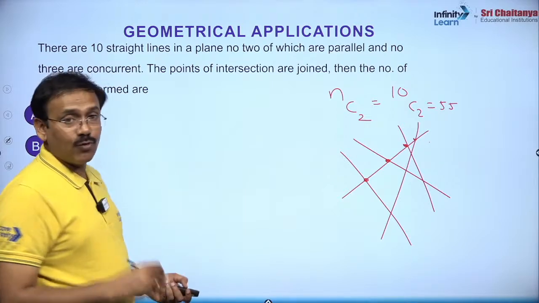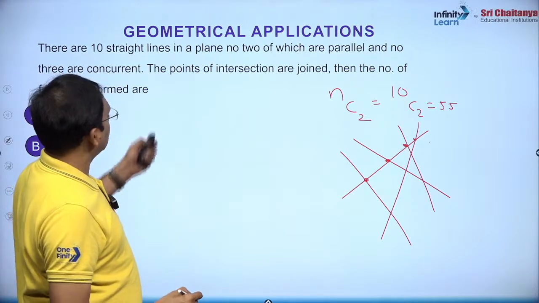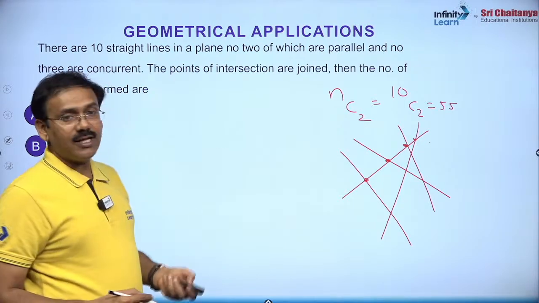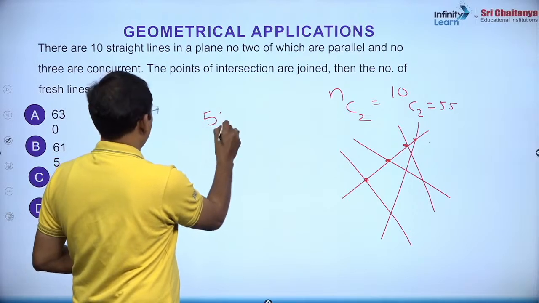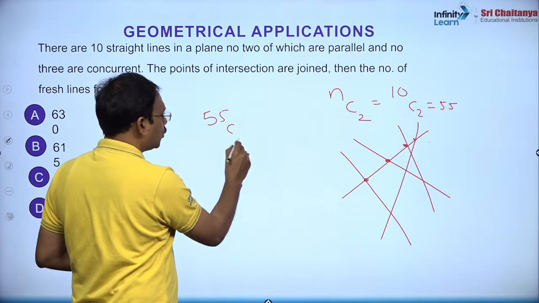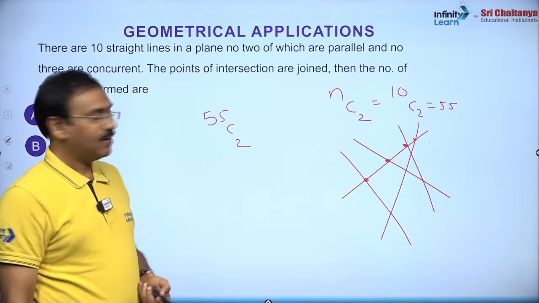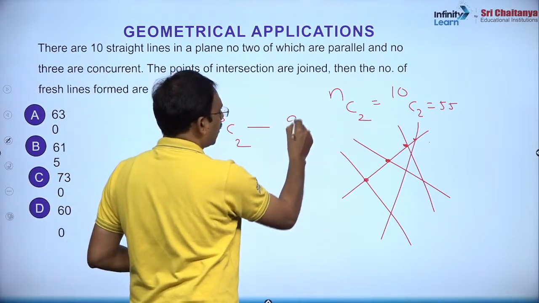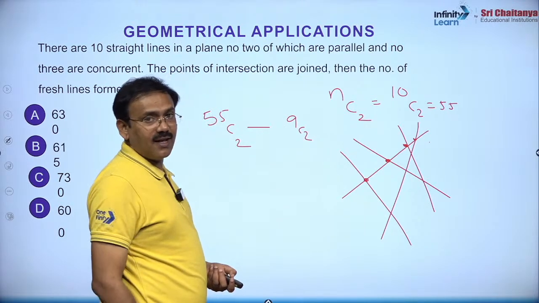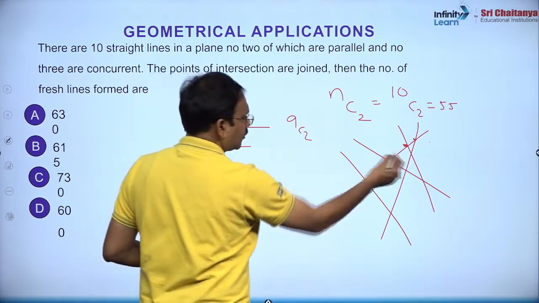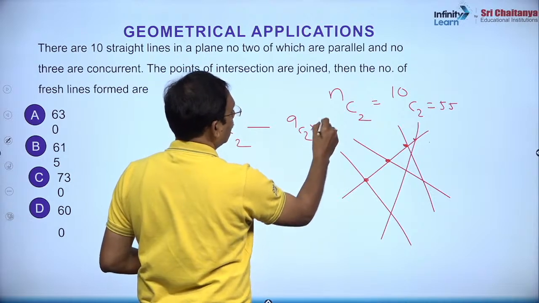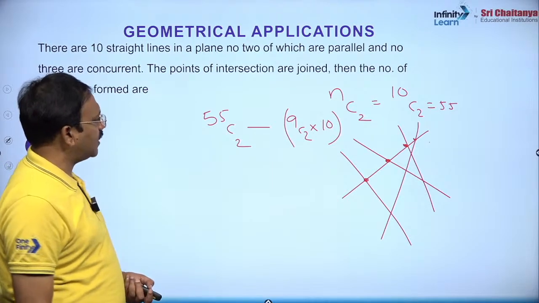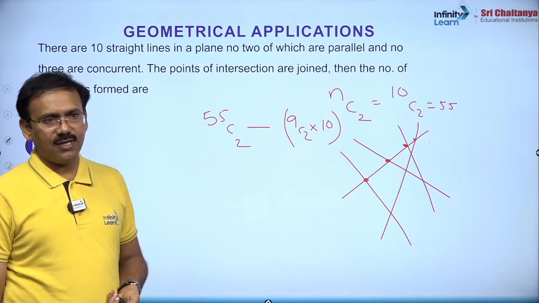So my dear friends, he is asking, if the points of intersection are joined, the number of fresh lines formed. Out of 55, whenever you select 2 points, you will get a line. But if you have selected 2 points out of these 9, you won't get a fresh line, right? Here also 9C2 kind of, there are 10 such lines, my dear friends. 9C2 kind of, how many such lines? 10. This gives the answer, dear students.